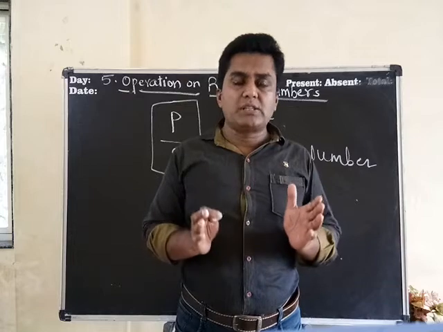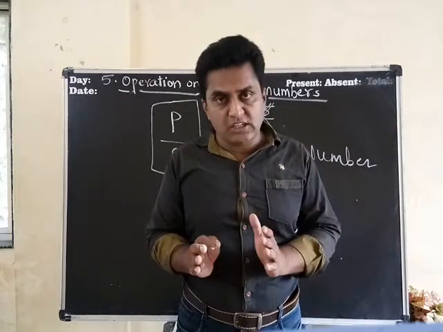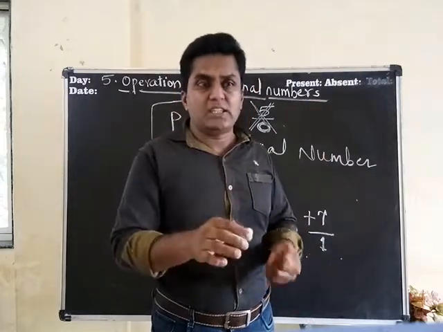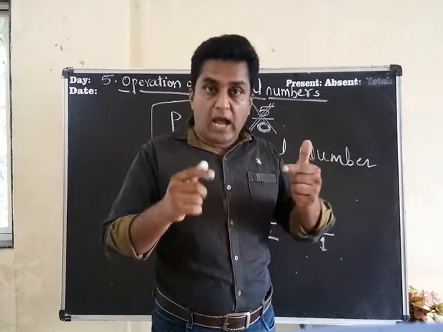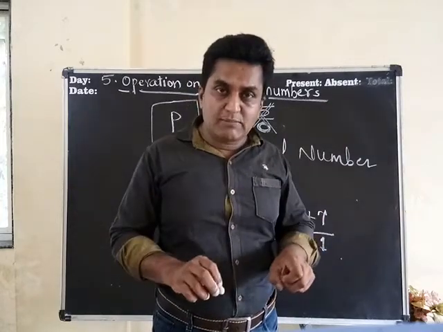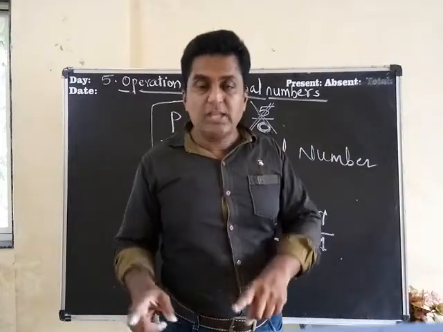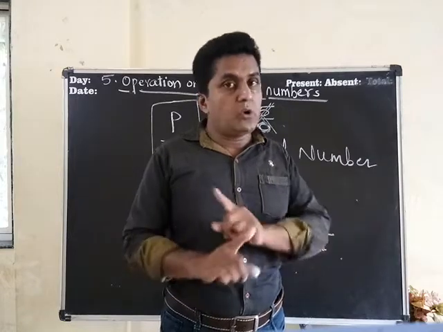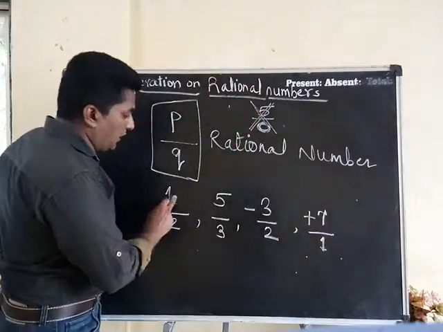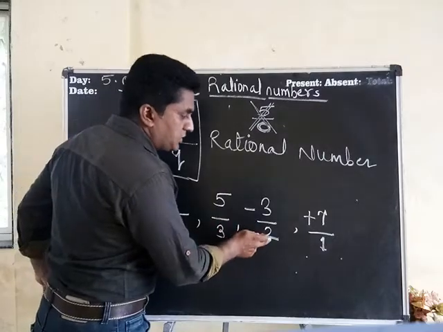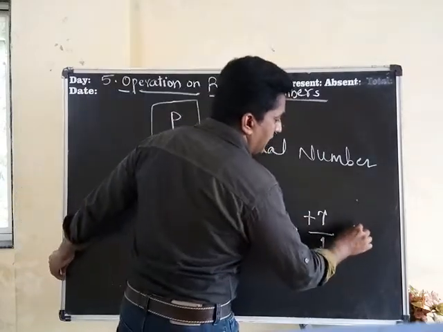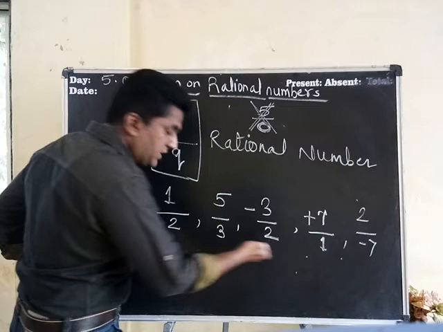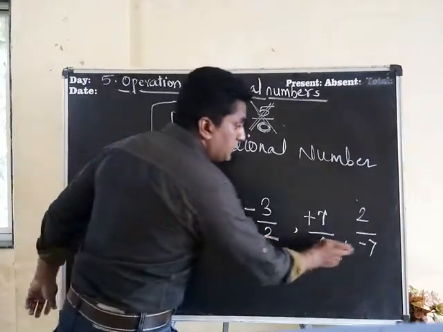Rational numbers means the number which is in the form of a fraction, in which in the numerator you can put any integer, that can be positive, that can be negative, and in the denominator you can put any number that can be positive and that can be negative. Only in the denominator you cannot put 0. Except 0, anything can be put. Like see here, 1 upon 2, 5 upon 3, minus 3 upon 2, plus 7 upon 1, 2 upon minus 7. These are all rational numbers.